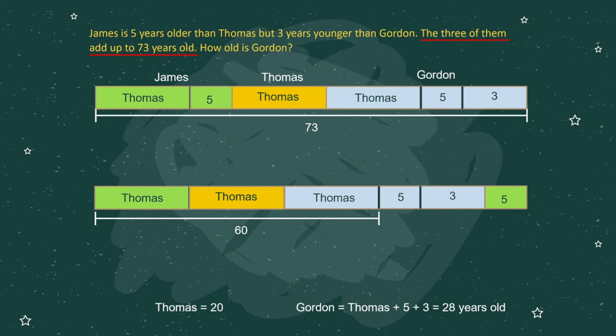Very good. But wait, there's more. Bar methods are also extremely good at solving fraction problems. Another branch of maths that may be making your head explode. Let's see how we can solve fraction problems with a bar.